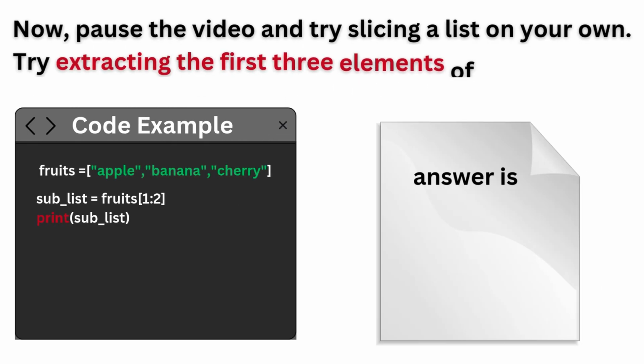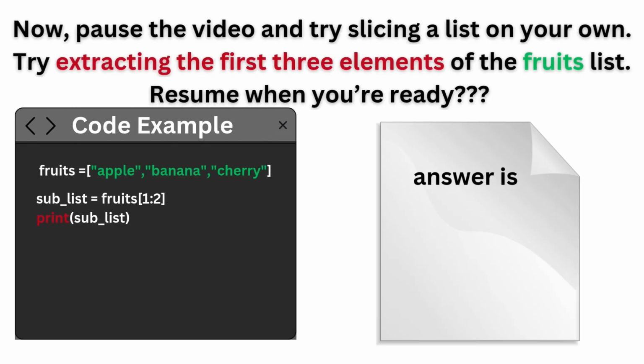Now, pause the video and try slicing a list on your own. Try extracting the first 3 elements of the fruits list. Resume when you're ready.